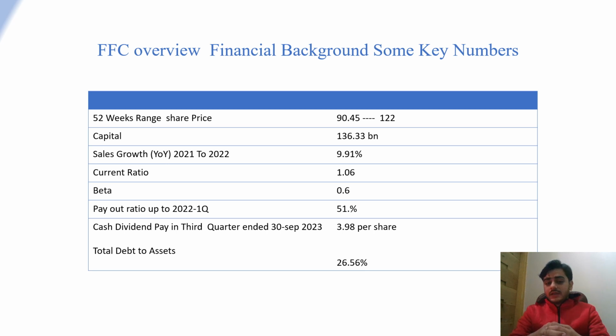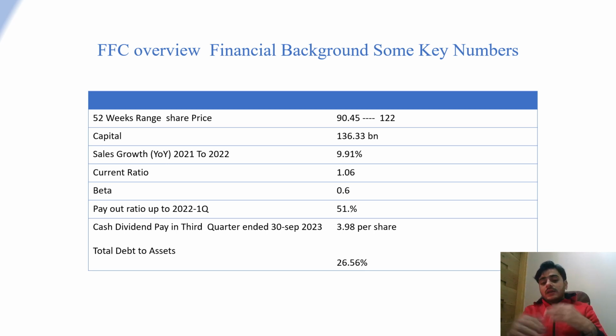Then we see the year-to-year sales growth from 2019-22 to 2022, which is 9.9%. That shows a positive indicator for the average company growth, 9.91%, and the current ratio is 1.06. The current ratio shows the company can meet its current obligations of liabilities, and beta is 0.6, which means a stable company and lower risk.